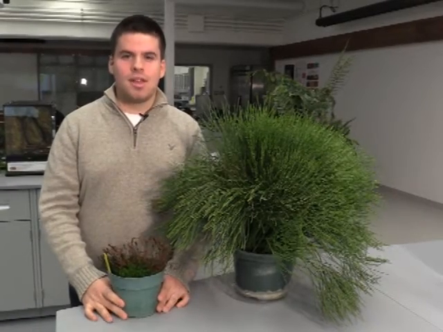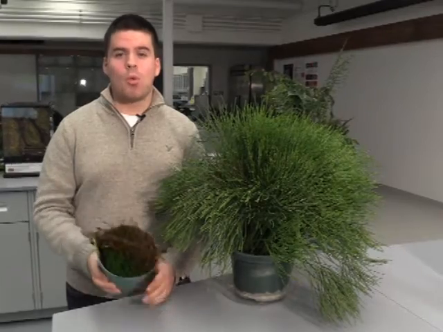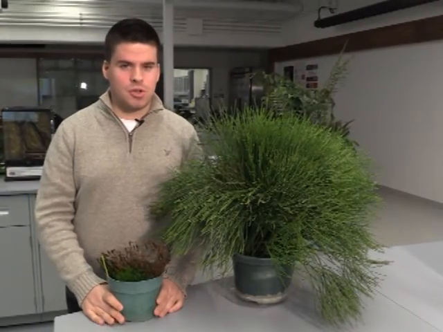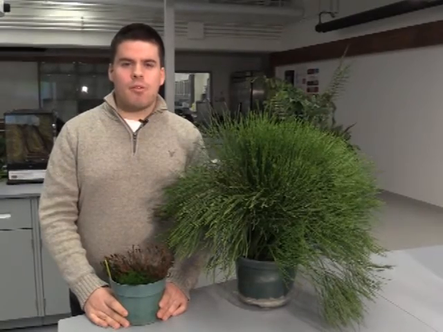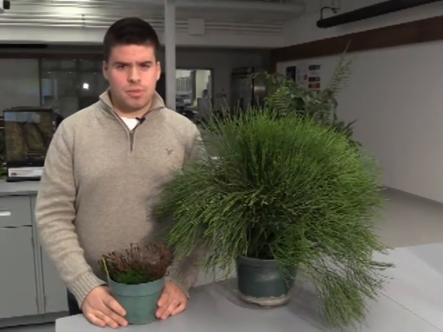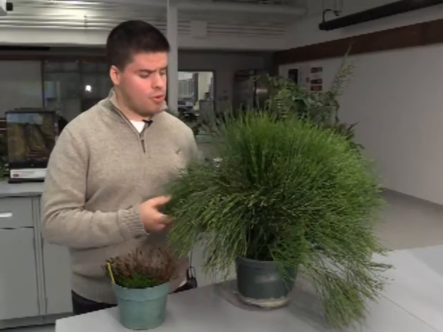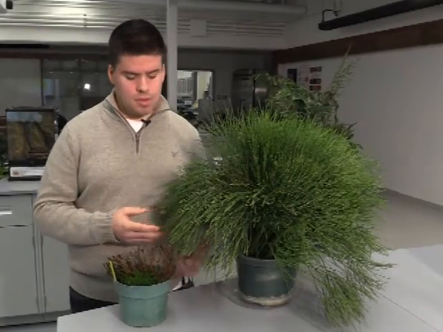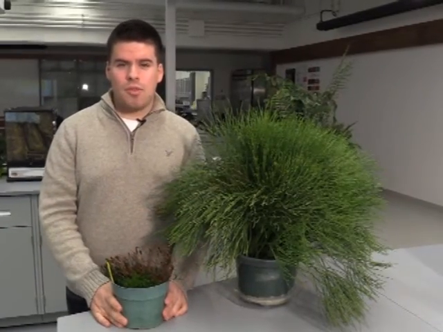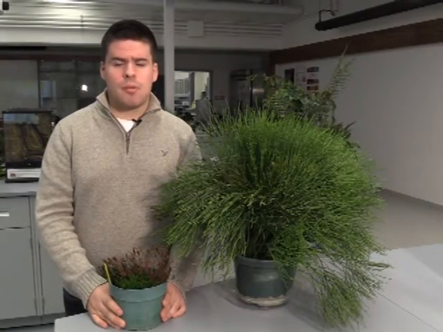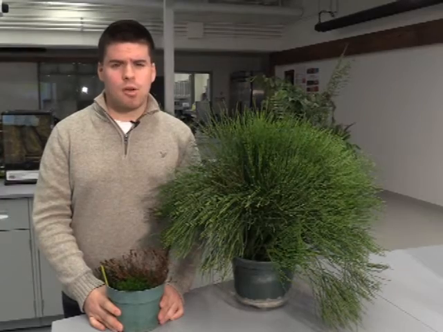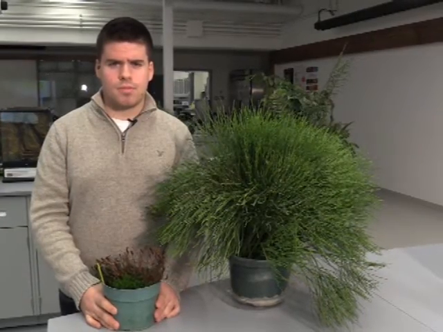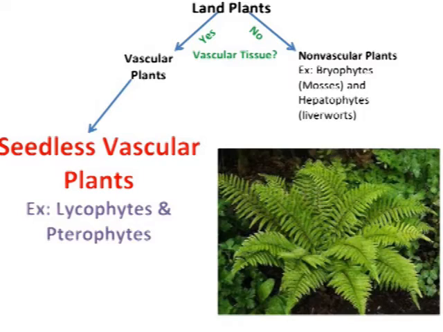Non-vascular plants, like this moss, were only the beginning of the evolution of plants. Land plants evolved vascular tissue, like this whisk fern here. When land plants evolved with vascular tissue, they formed two groups. Groups without seeds and groups with seeds. So at this point, we'll take a look at vascular plants without seeds.